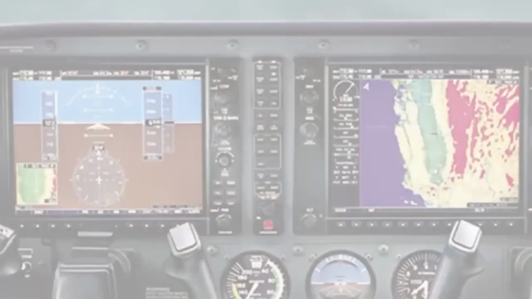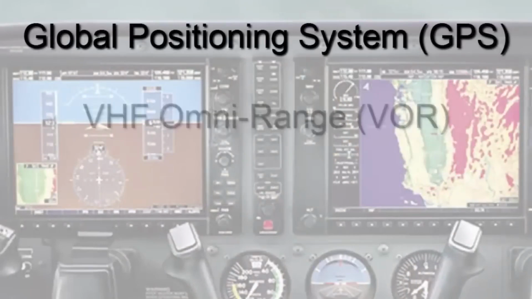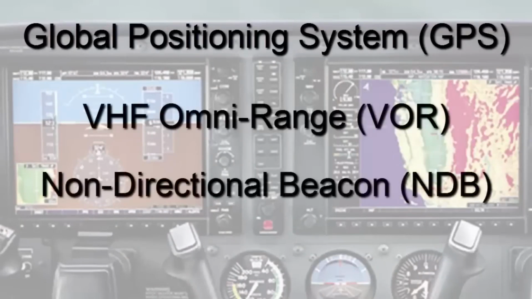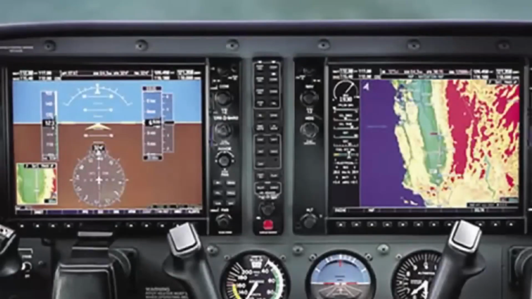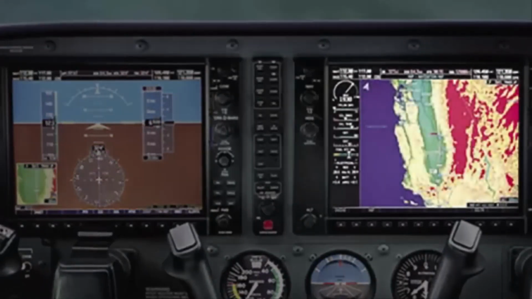Navigation instruments are comprised of indicators that display Global Positioning System, or GPS, VHF Omni Range, or VOR, Non-Directional Beacon, or NDB, and Instrument Landing System, or ILS, information. They also provide pilotage information so the aircraft can be maneuvered to keep it on a predetermined path. The pilotage information can be in either 2 or 3 dimensions relative to the ground-based or space-based navigation information.